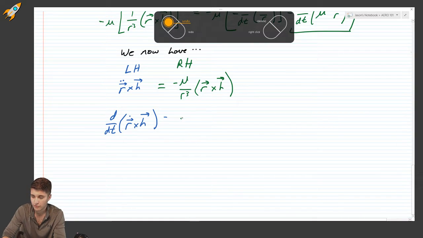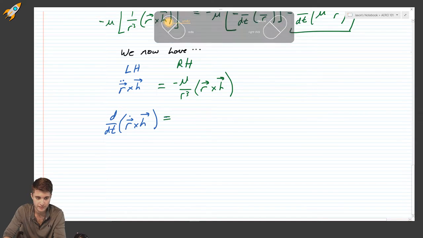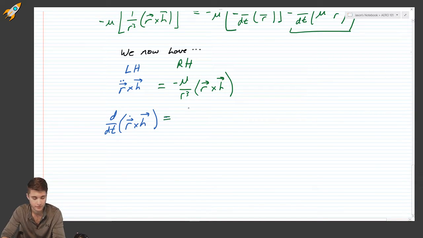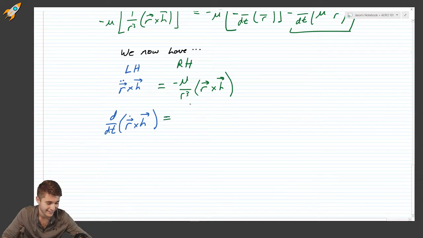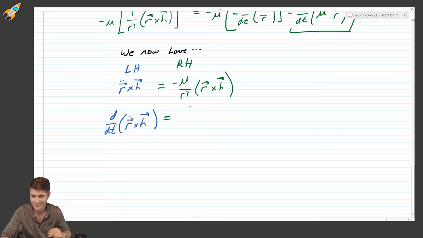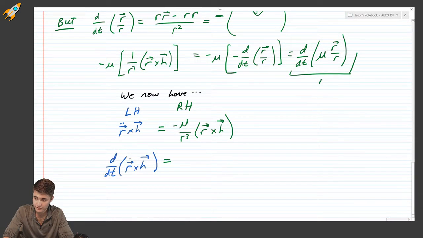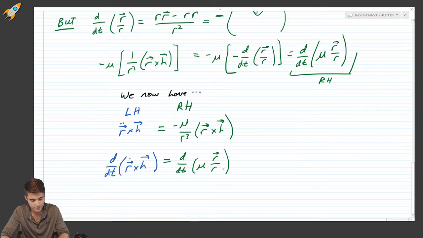And the thing that we just solved for here, oh, crap, come on. I wish this thing didn't appear on screen every time I made a mistake. Euler momentum. Nice. We've got this, right? Which is just equal to this right here. This is the right-hand side. It is equal to d over dt of mu r over r. Beautiful. Absolutely beautiful.